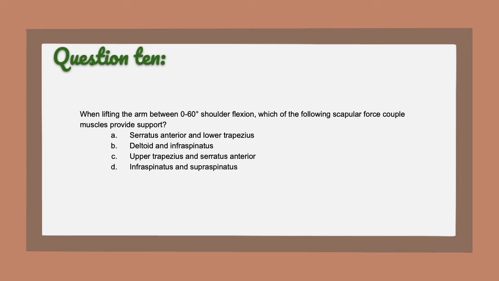Question 10 is all about shoulder biomechanics. Answer is C, upper trapezius and serratus anterior. At the 0 to 60 degrees, the glenohumeral joint stabilizers are deltoid and supraspinatus. At 120 to 180 degrees, the lower trapezius will also kick in with the upper trap and serratus. So between that 0 to 60, it's going to be upper trap and serratus anterior.